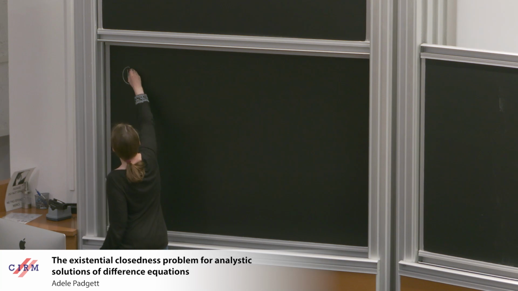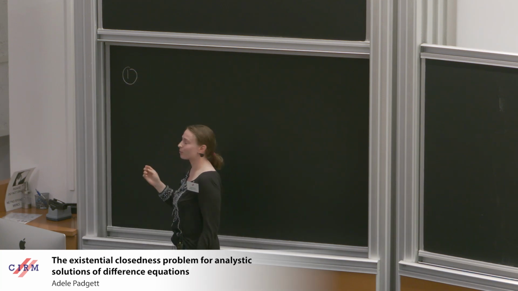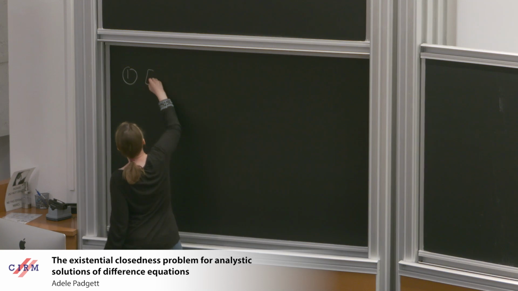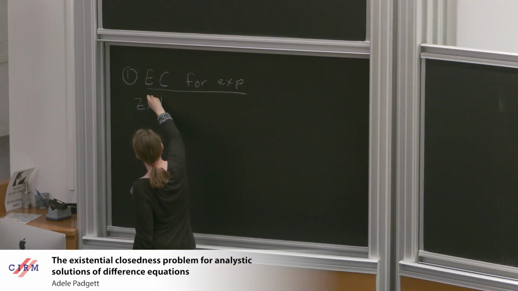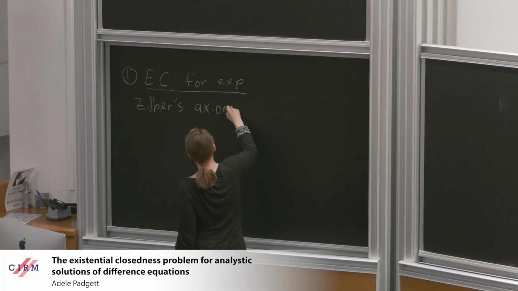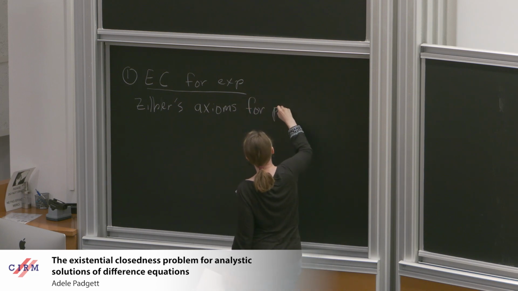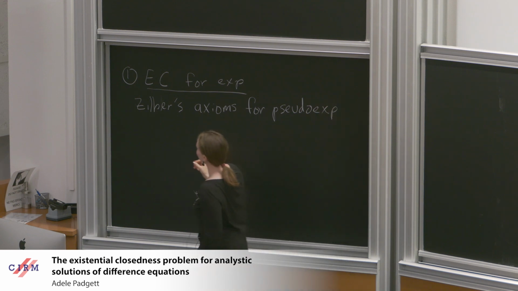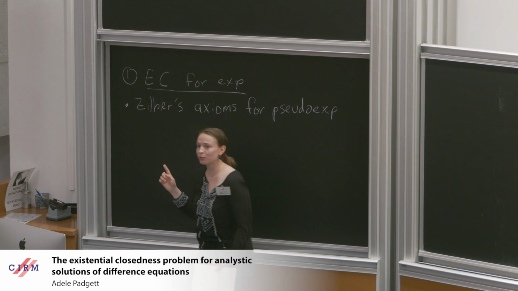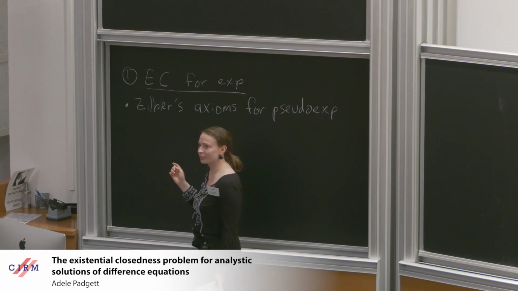So first, this problem, the existential closedness problem, it begins with the exponential function. So existential closedness for the exponential function. And this comes from Zilber's axioms for pseudo-exponentiation. So these axioms, they included two open conjectures about the exponential function.